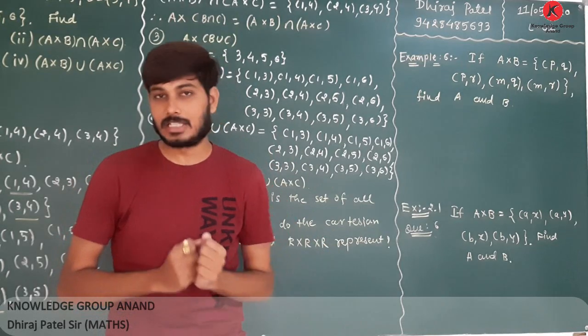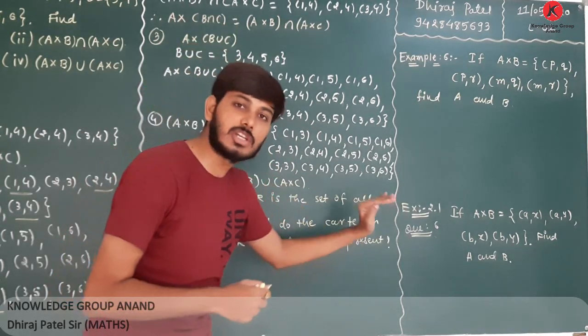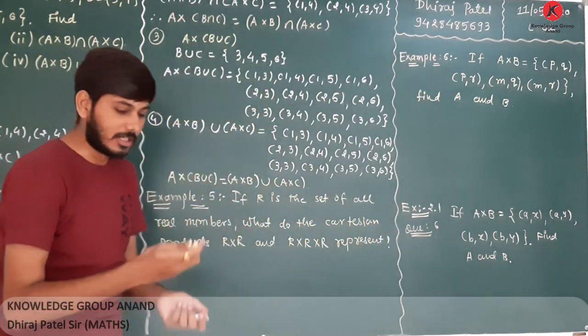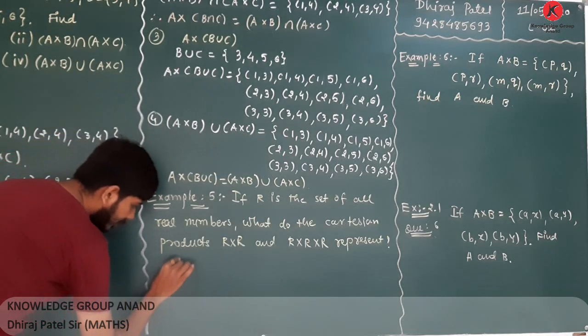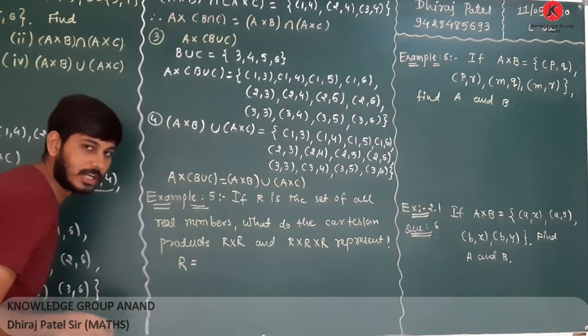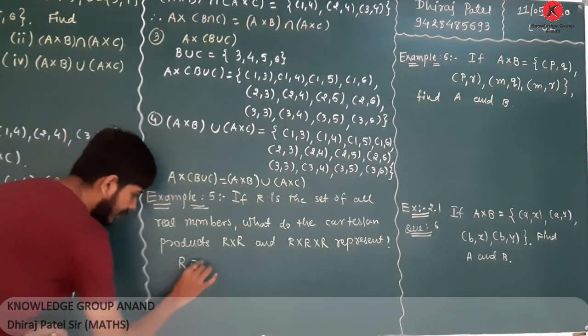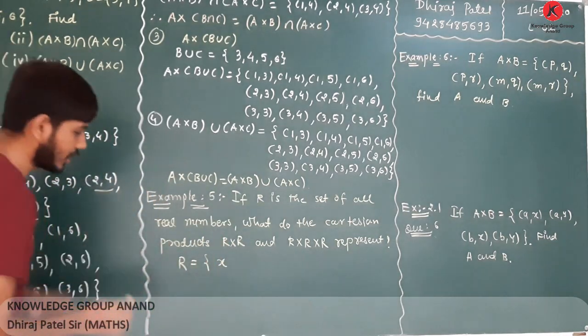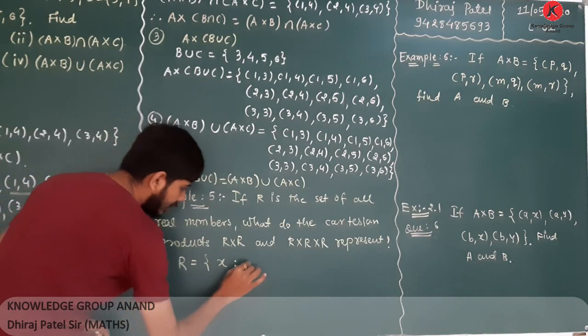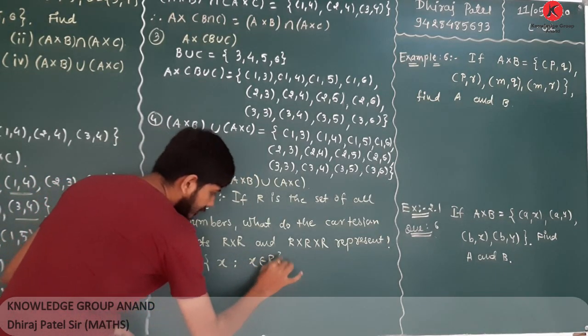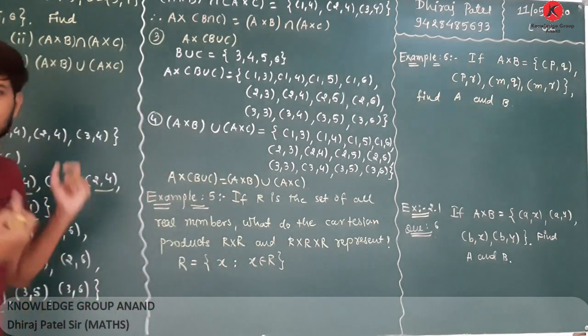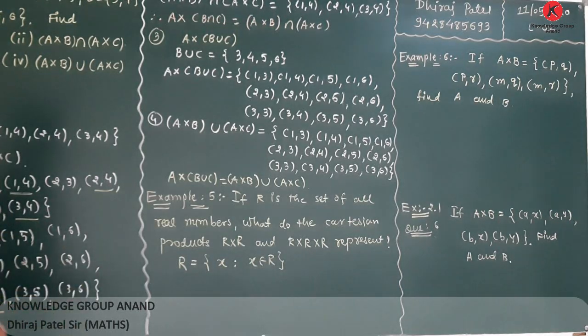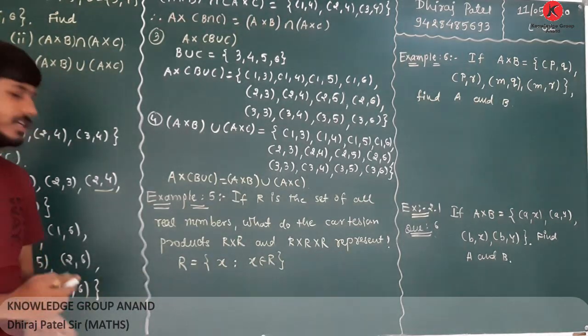How will we represent R cross R? That is the question. Okay? So here set R equals the set of real numbers. A set of real numbers, that means I am assuming some variable like x such that x belongs to R. You can represent the set of real numbers in this way. There is no other way to represent the set R.